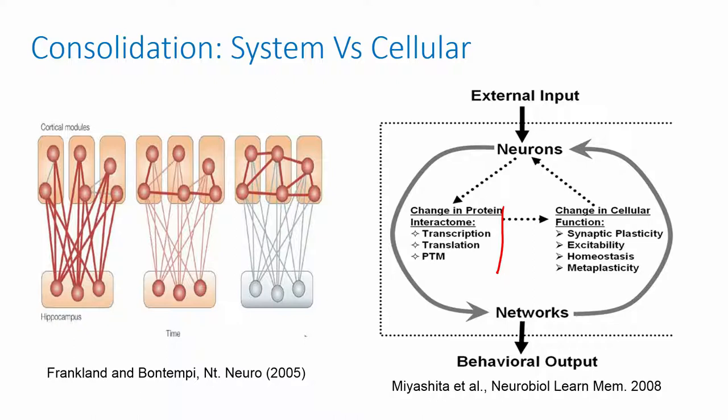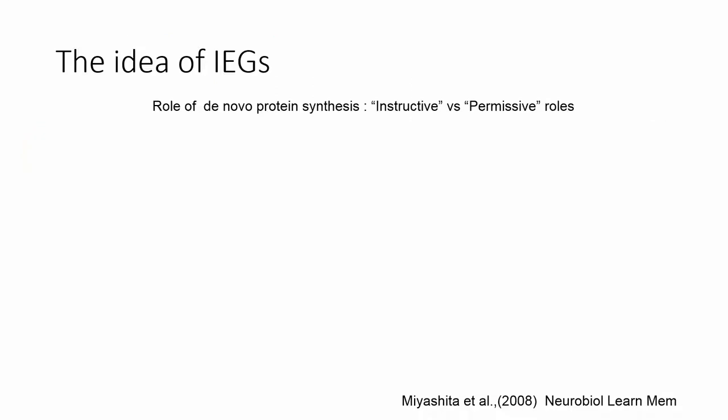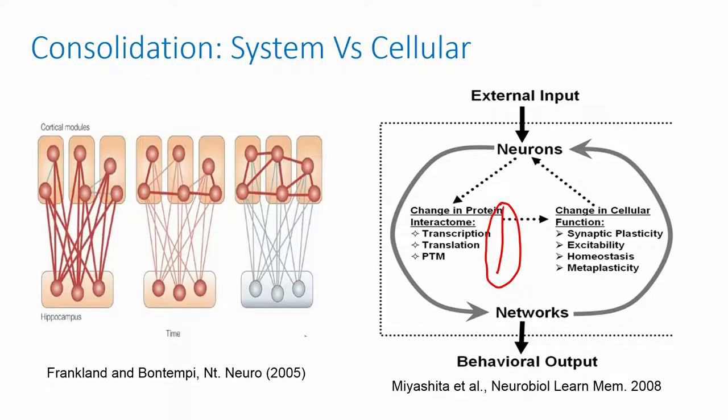But the key here is that if these processes are to happen, they need to be mediated by something. This can happen at the overall network level, but eventually the net result is the behavioral output, and that output needs to be modulated by something. That is where we are going to introduce a new class of genes called immediate early genes. These are first-response genes that start the process of de novo protein synthesis, and they assist in the protein interactome that we talked about.